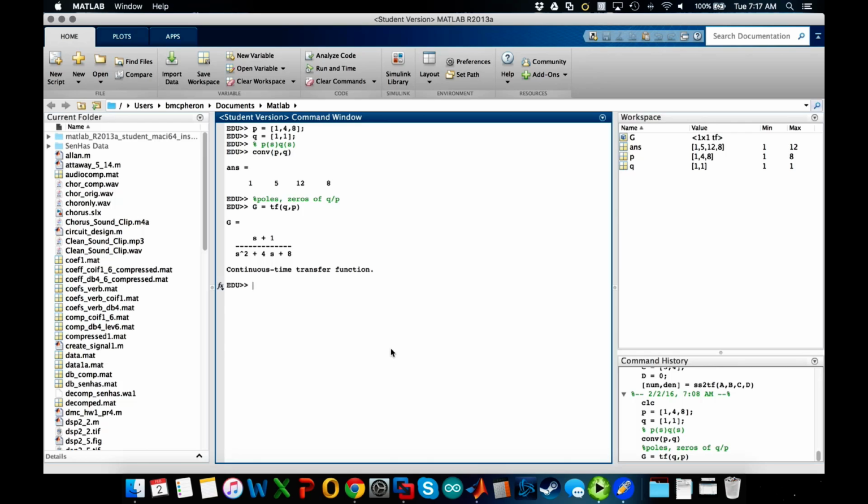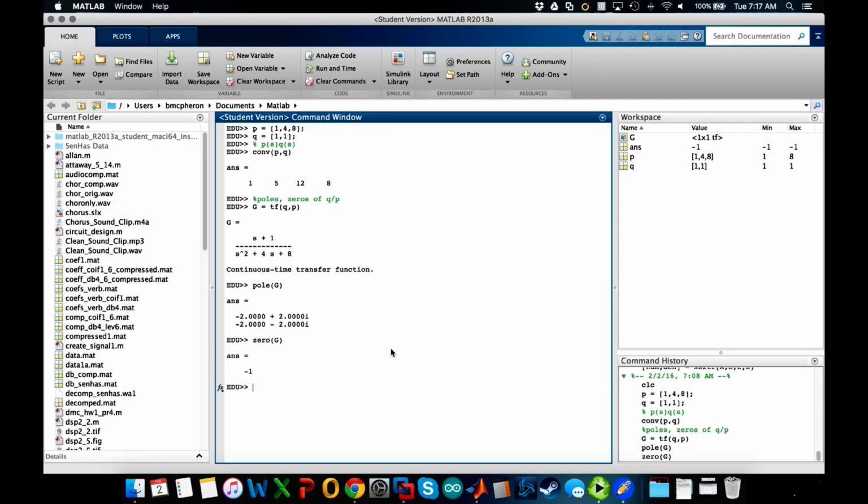And then I want to find the poles and zeros of this. All right, so what I can do is find the poles by using the command pole, POLE, of G. And you'll see that that returns the poles. I can similarly find the zeros by using the command zero of G. All right, and the zero is at minus 1.